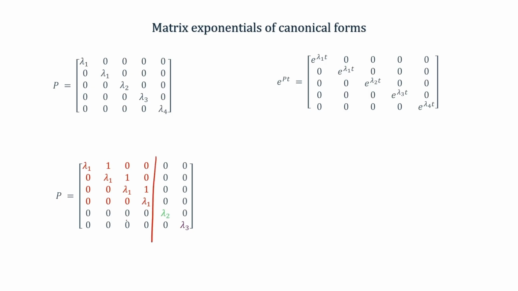Again you can see this is a Jordan form. Why is it a Jordan form? Corresponding to lambda 1 you have a 4 cross 4 Jordan block. What is a Jordan block?